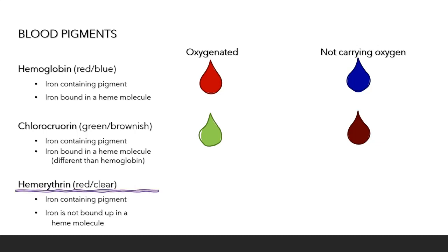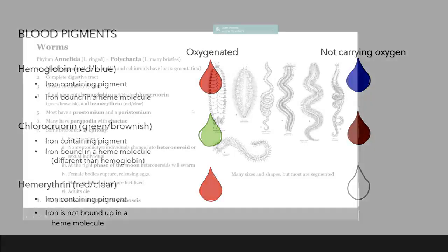And then there's another pigment called hemerythrin, which is iron containing, but the iron is not bound up in the heme molecule, even though the name implies that it is. When it has oxygen in it, it's red. When it doesn't, it's clear. There are a few worms that have that.